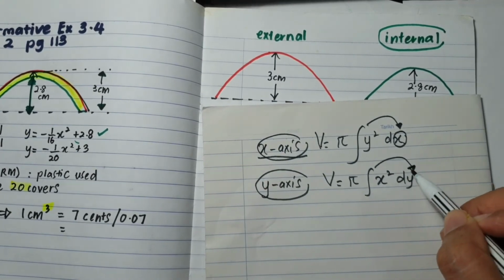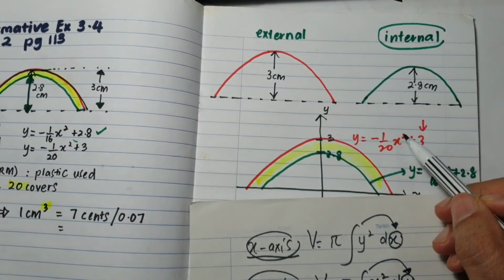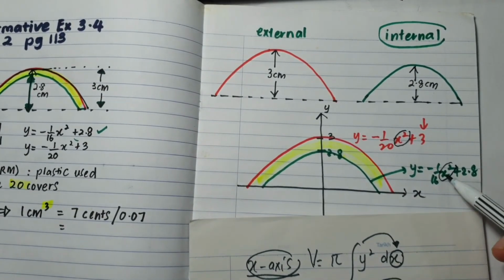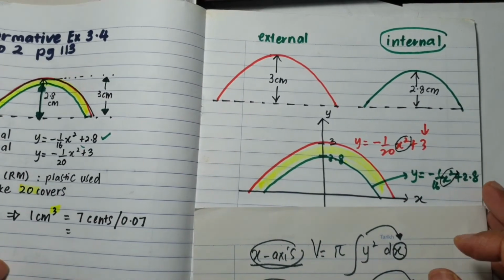Sentuh y axis, rotate dekat y. Okay, cuba tengok equation yang dia bagi. Of course, you dah nampak kat sini. Okay, kita ada kat situ. Lebih mudah kita jadikan x squared sebagai subject. So, tips dia sama macam area.